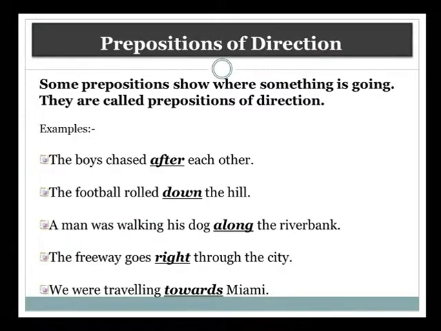The freeway goes right through the city. That indicates direction. Where does the freeway go? The freeway goes right through the city. We are traveling towards Miami. Where are you traveling towards? We are traveling towards Miami. So we should not try to draw a clear line of difference among the three types. As said earlier, a particular preposition can be used in one or more categories.